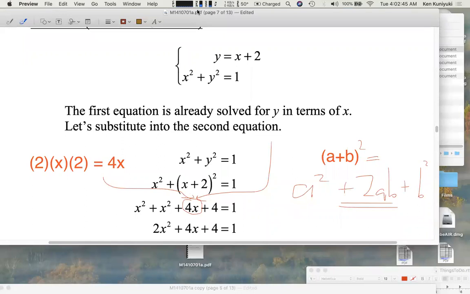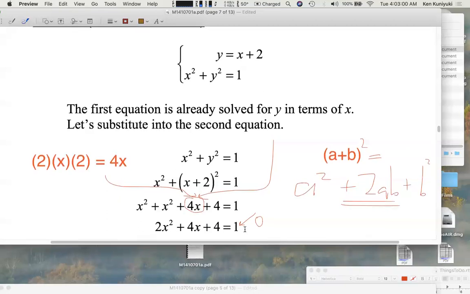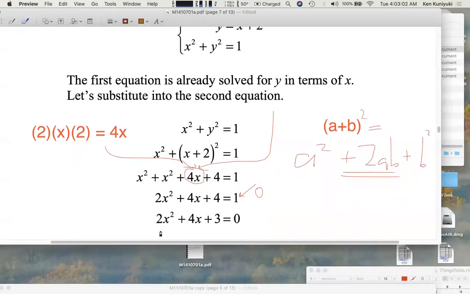Now, this has an x squared term and an x term in it. I'm going to want to isolate 0 on the right. Whether I'm preparing myself for factoring or the QF, the quadratic formula, I want to isolate 0 on the left. Subtract 1 from both sides. 2x squared plus 4x plus 3 equals 0. If you try to factor this old school, you're out of luck. There are no rational zeros to this left-hand side. There are no rational solutions to this equation.